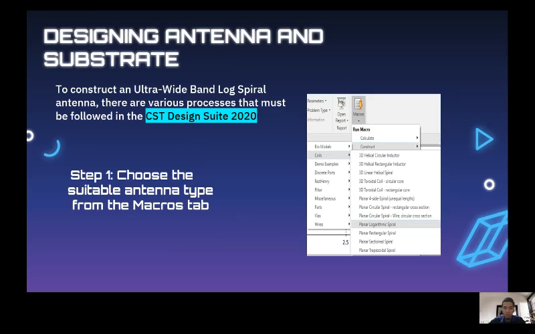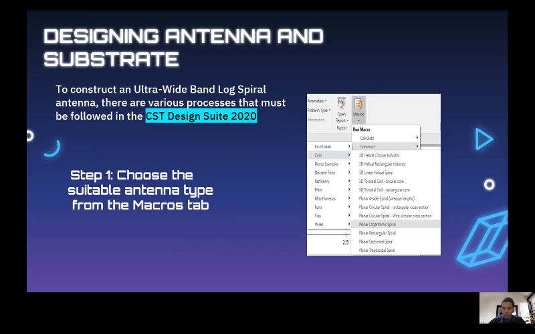Designing antenna and substrate. To construct an ultra-wideband log spiral antenna, there are various processes that must be followed in the CST Design Suite 2020. The first step, step 1: I have chosen the suitable antenna type from the microstrip.